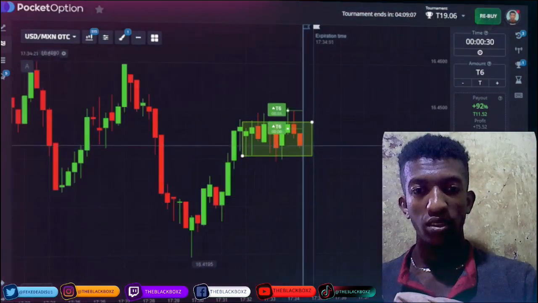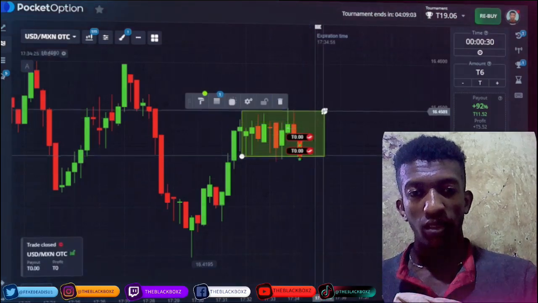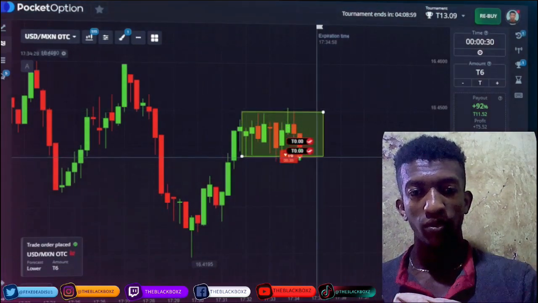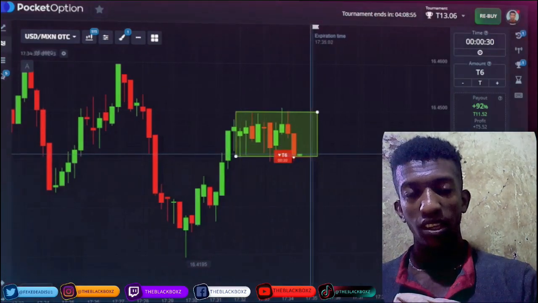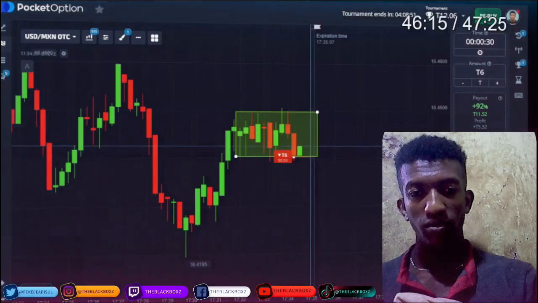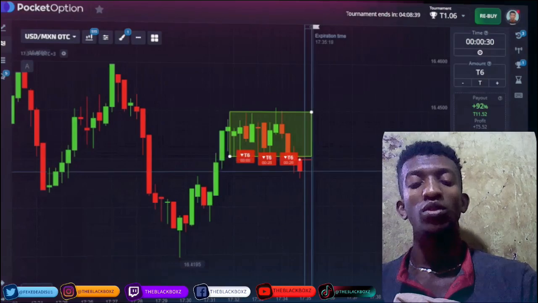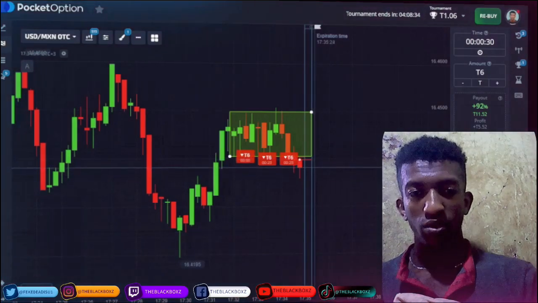Let's skip ahead. Okay, still a retest. Still a retest. No, no, no. Do not enter a sell right here. No, no. Okay, let's skip. It broke to the downside. It broke to the downside.